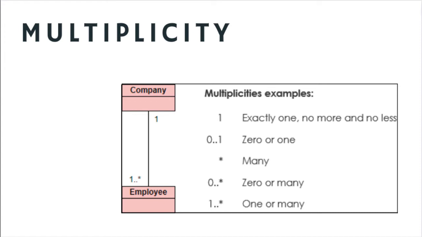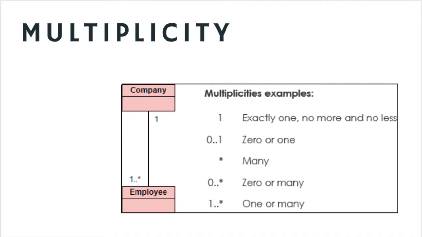Let's talk a little bit about multiplicity. Multiplicity defines how many objects participate in a relationship. It is the number of instances of one class related to one instance of the other class. So this is talking about implementation, right? How many objects can be related to another object?